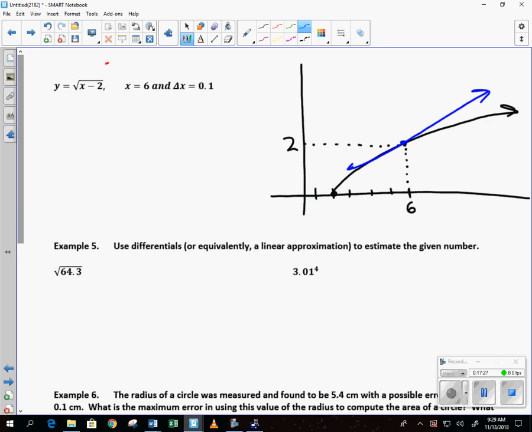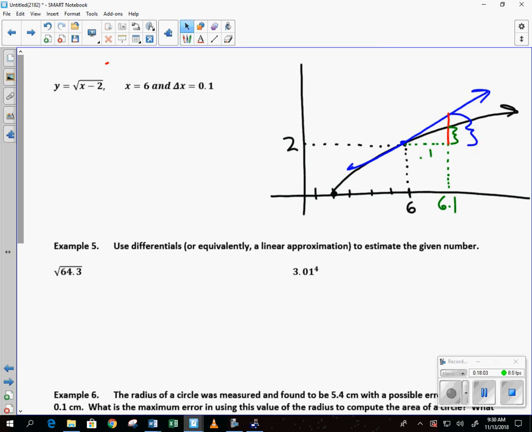How far should we go over? 0.1. Watch how I draw over 0.1. You're going to love this. Where does that bring me to? 6.1. And then I'm going to go up. And I'm going to have 2 squiggles. I have a green one. And I'm going to have a blue one.